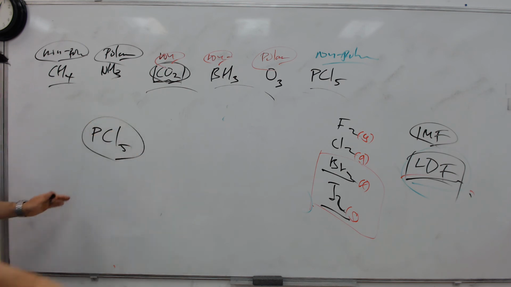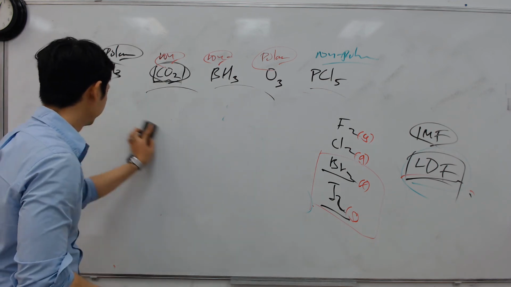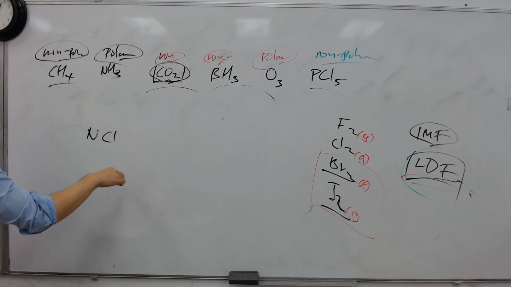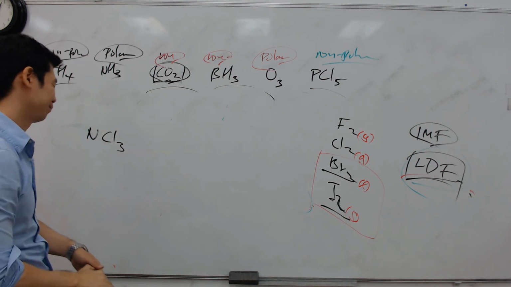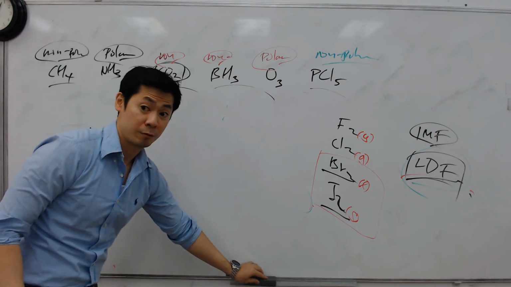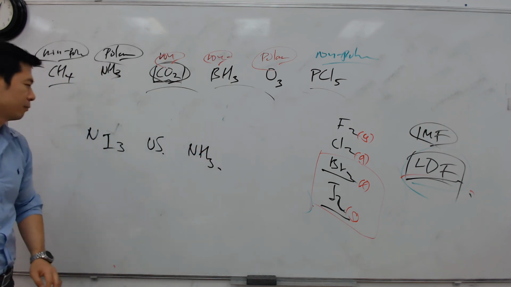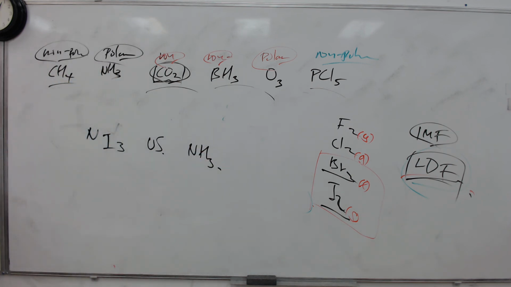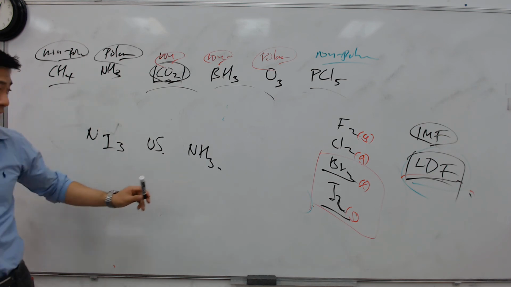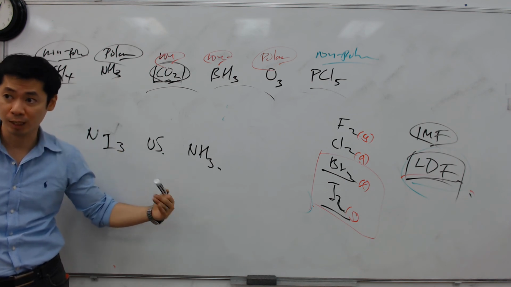PCl5, okay, I mean, I'm sorry, not PCl5, NCl3 or NI3, okay, versus, I'm just making this up, NH3. So when you draw this out, first thing first, we have to understand what they themselves can have. Hydrogen bonding. NH3, ammonia, has hydrogen bonding, right?